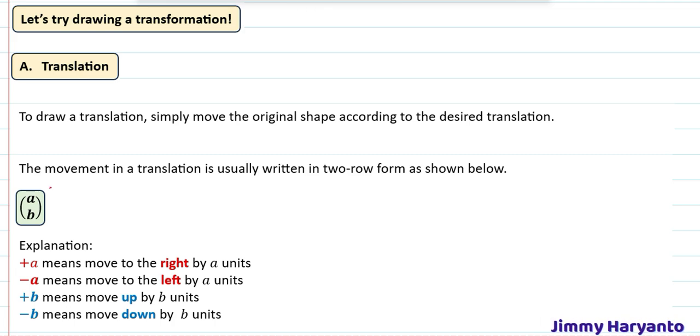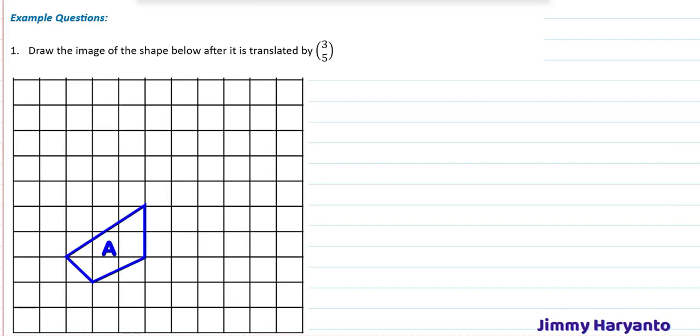It contains two values, one at the top and another one at the bottom. For the top one, A, positive A means move to the right by A units, negative A means move to the left by A units, plus B means move up by B units, negative B means move down by B units. So the top part will be horizontal translation and the bottom part will be vertical translation.